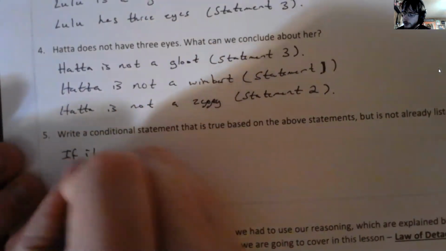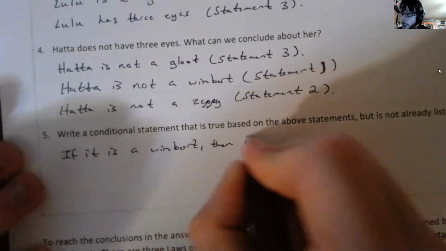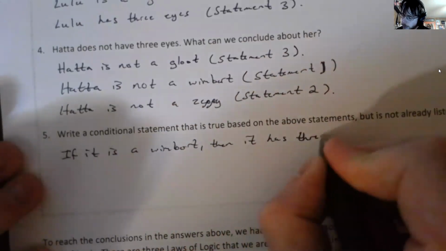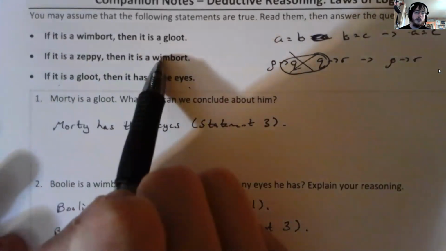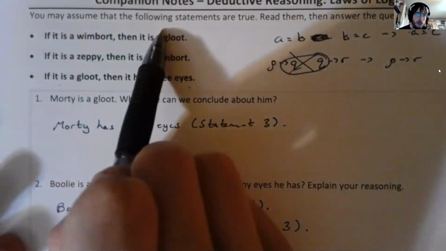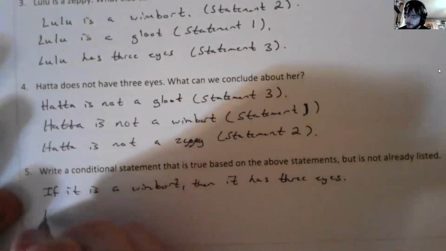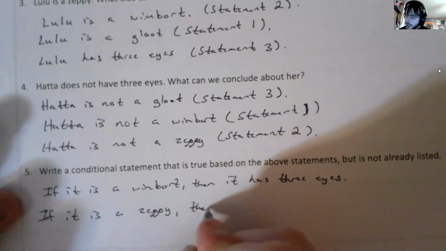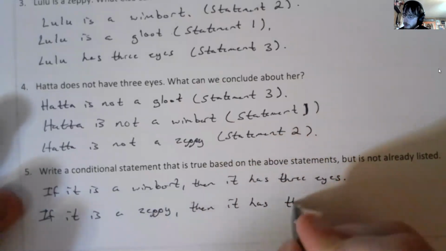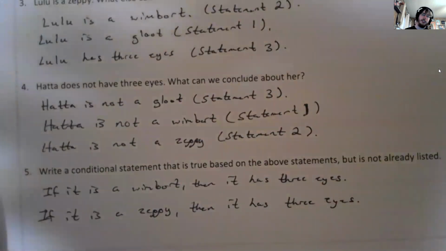So if it is a wimboard, then it has 3 eyes. Okay. Well, we could have also said, for instance, we said if it is a zeppy, then it's a wimboard. Well, we said if it's a wimboard, it's glute. And then we said if it's a glute, it has 3 eyes. So we could say the same thing about the zeppies. If it is a zeppy, then it has 3 eyes. And so on and so forth. There are a bunch of different ones that you could do just based on following those along.